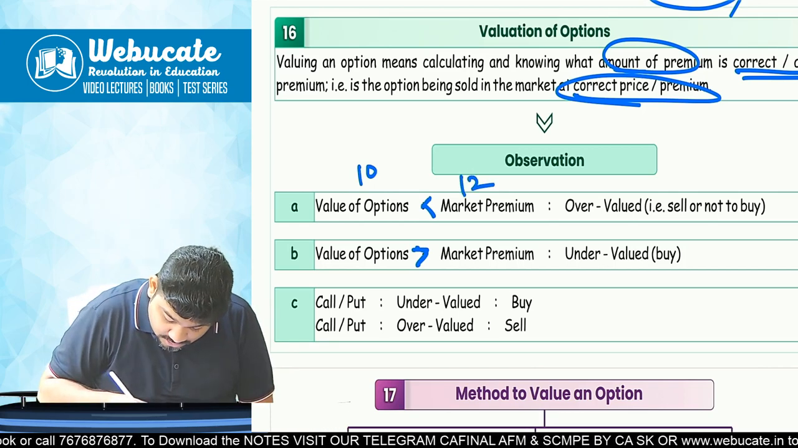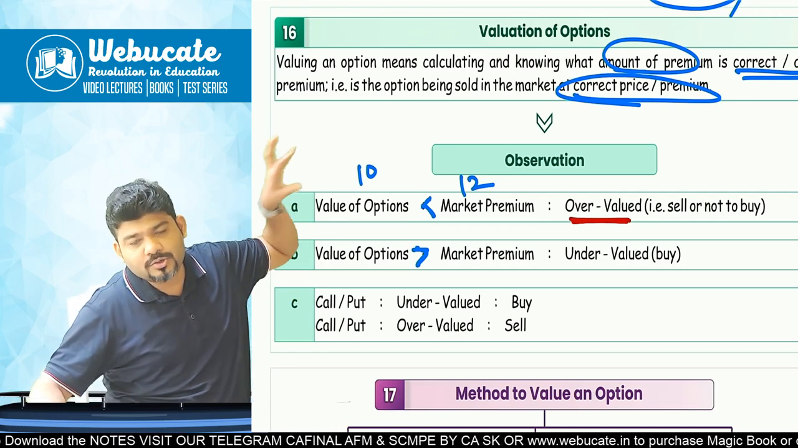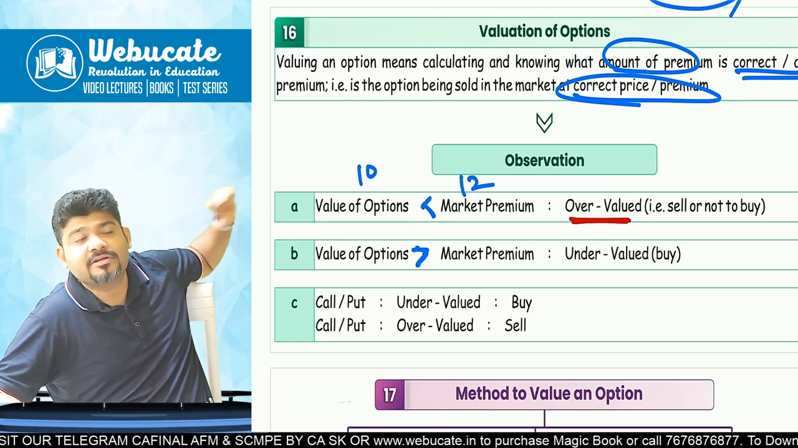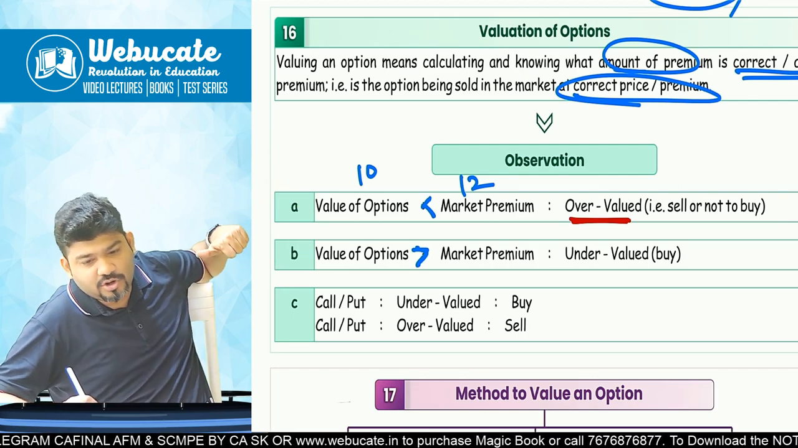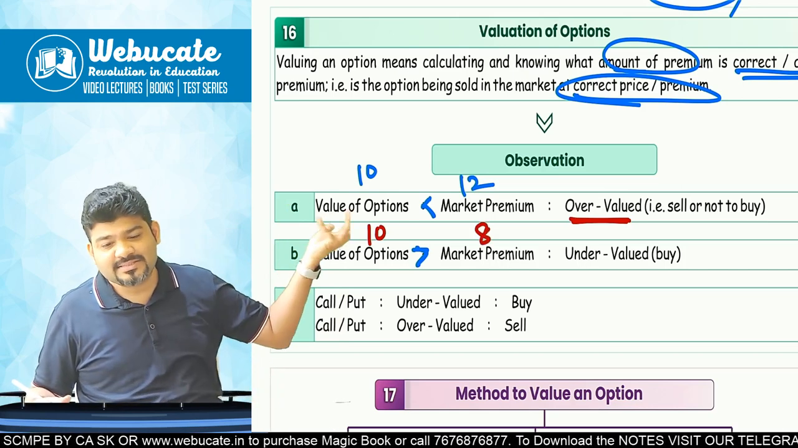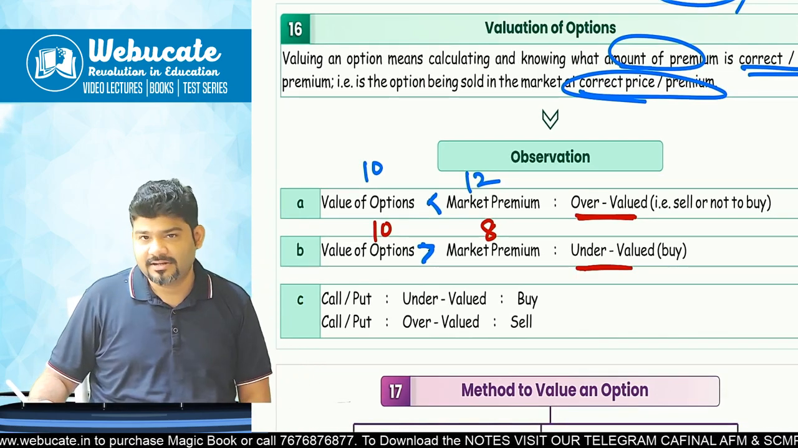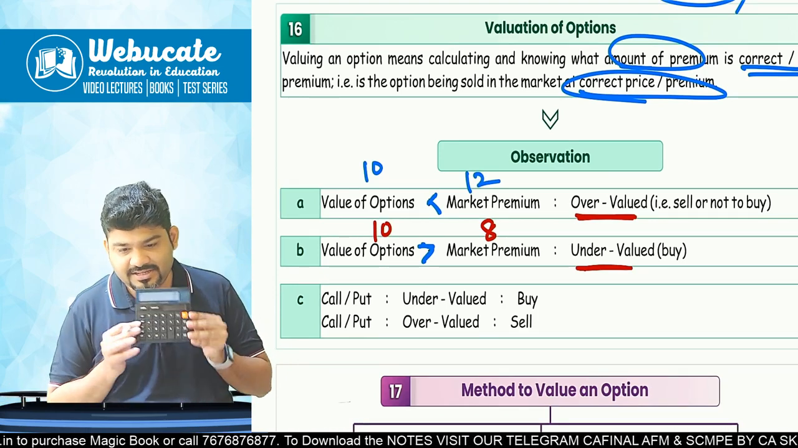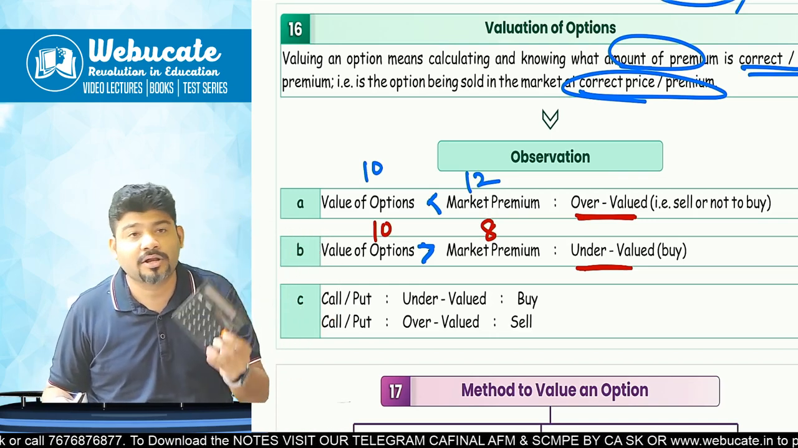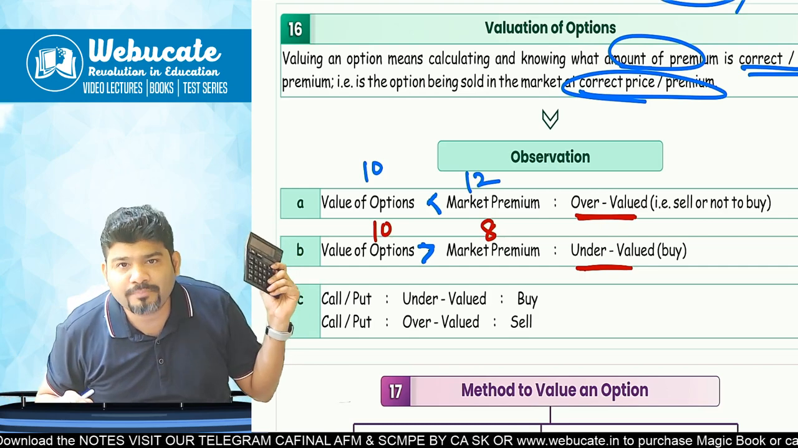then we will say that it is overvalued, because according to us, what is its real value? 10 rupees. Then why is it being sold in the market at 12? It means it is overvalued. And if the value of the option is, say, 10 and the market premium is 8, a 10 rupee thing is being sold in the market at 8. It is undervalued and we will buy. Gotcha, everybody? So if anything is undervalued, a 10 rupee value option being sold at 8 rupees, very nice, we will purchase this calculator for sure. But a 10 rupee calculator being sold in the market at 12, sorry boss, not acceptable, it is overvalued, we will not buy it. As simple as this.